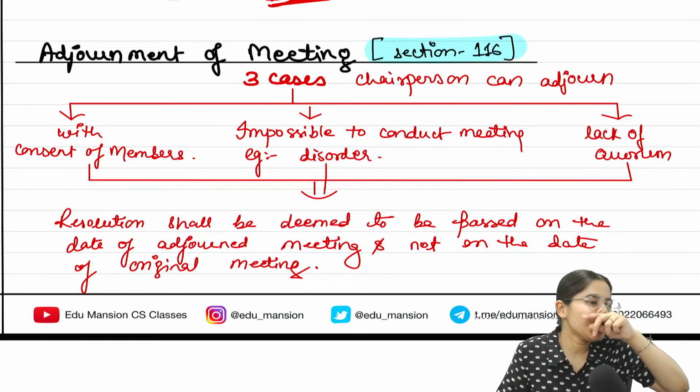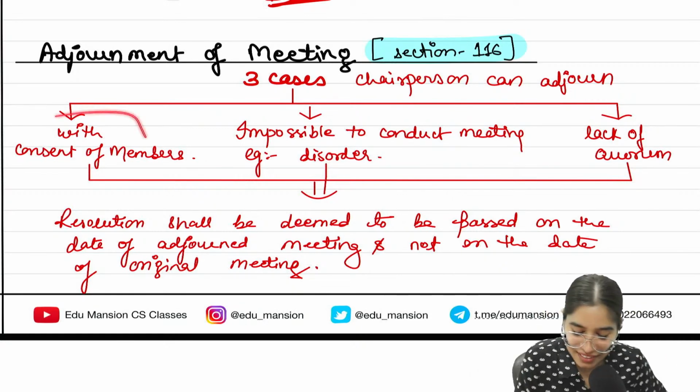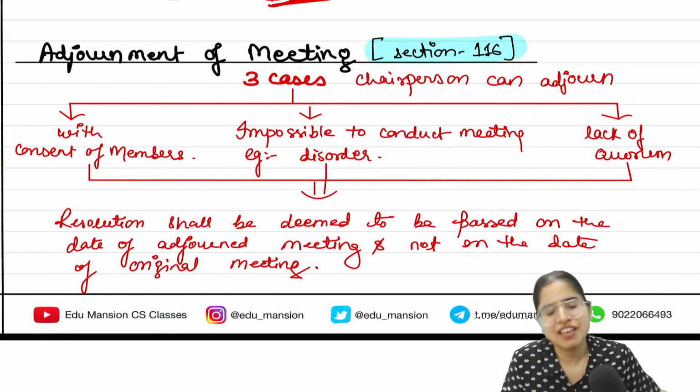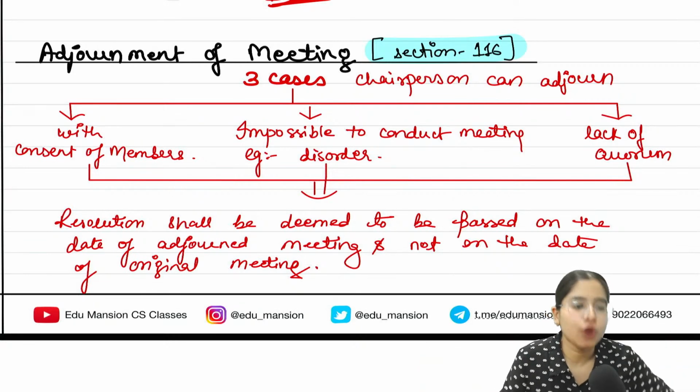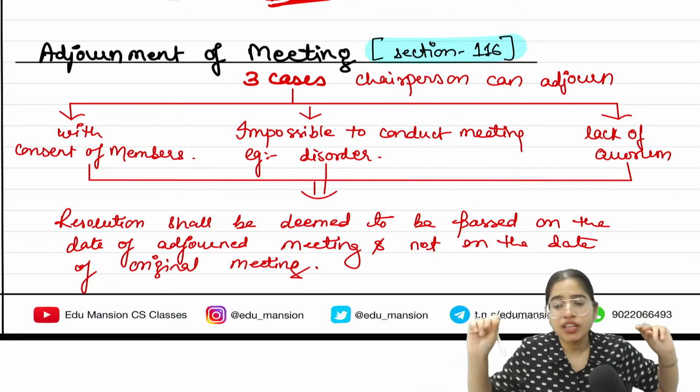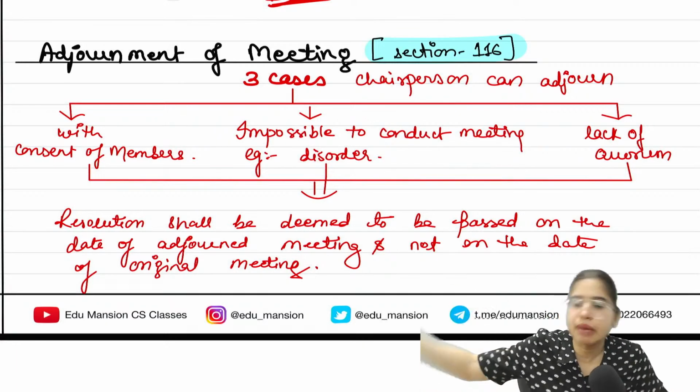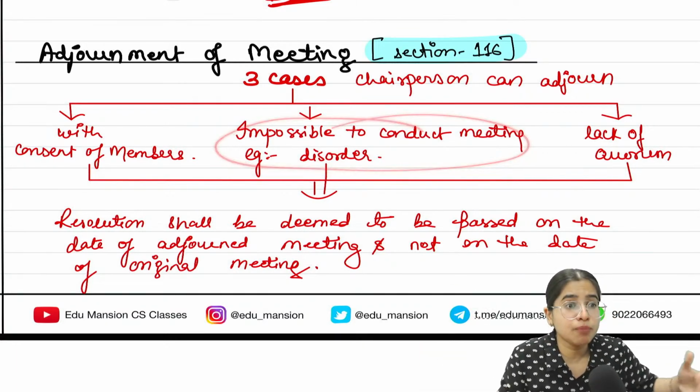So the chairperson can adjourn the meeting with the consent of all the members, or if not all the members, then the majority of members. If the members have given their consent and the chairperson feels so, then the chairperson can adjourn the meeting to some other day.